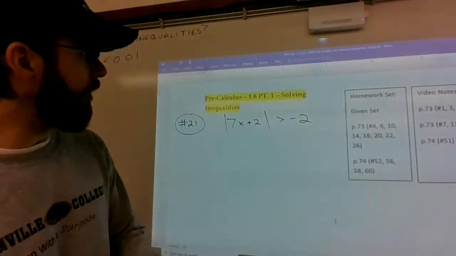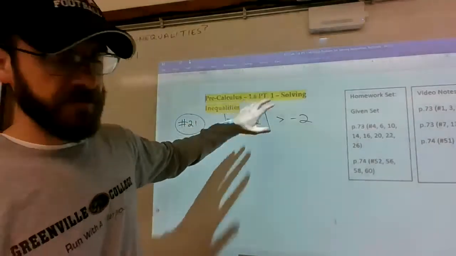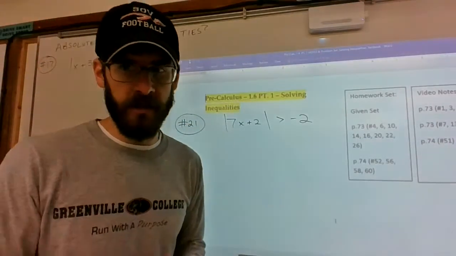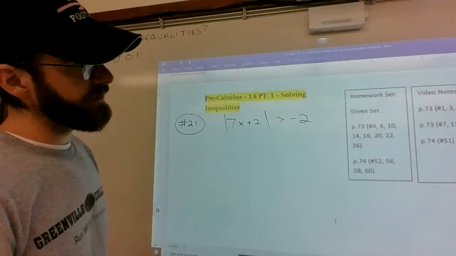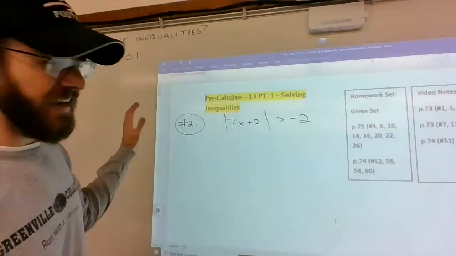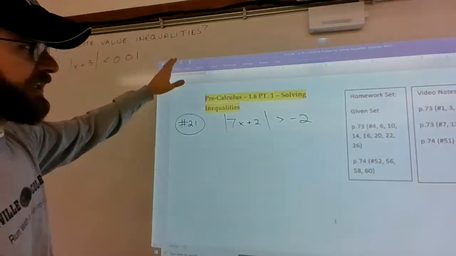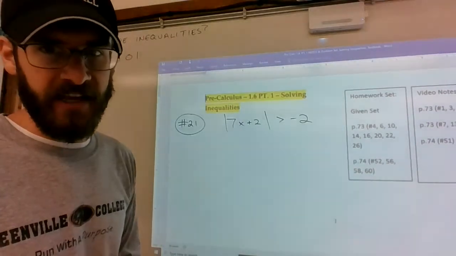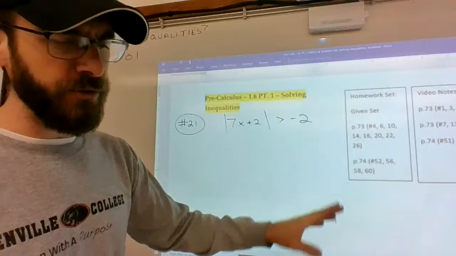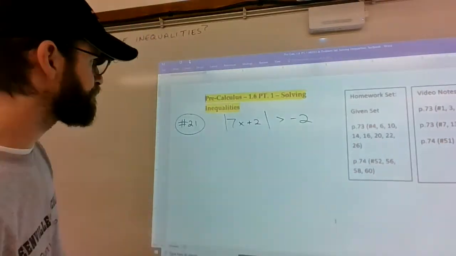It's the second part of section 1.6, this first lesson of solving inequalities. So we got past the basics. Now let's talk about this kind of special case that doesn't show up too often, absolute value inequalities, at least in your previous math classes. It kind of gets thrown out there and then you don't deal with it a lot later on.